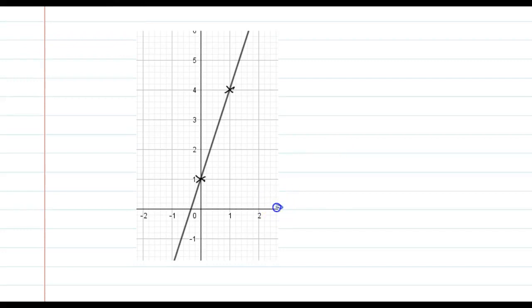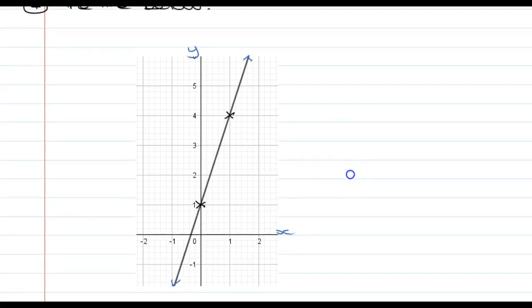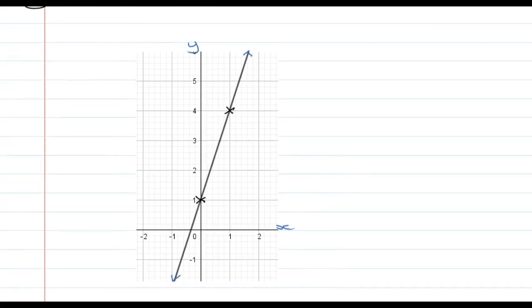Now, I should have labelled the x and y axis, so that's important. And obviously, if you see my other videos, you know that lines are continuous, so they should have arrows on them. So we're going to find the equation of this line. Now, we have two known coordinates. This one is (1, 4), and this one is (0, 1).